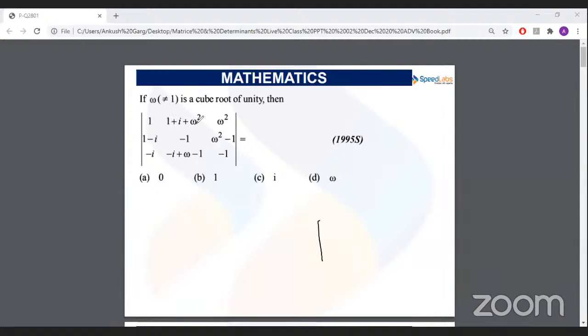So you see, here I have 1 plus omega square, here omega square, and here I have 1. So if I add row 1 and row 3, you'll get 1 plus omega square, right? Here 1 minus 1 will get cancelled, so this will become omega square minus i, and this will become minus i minus 1. Okay, so what I can apply over here, or instead of that, what we can do, if I add my row 1 and row 3.